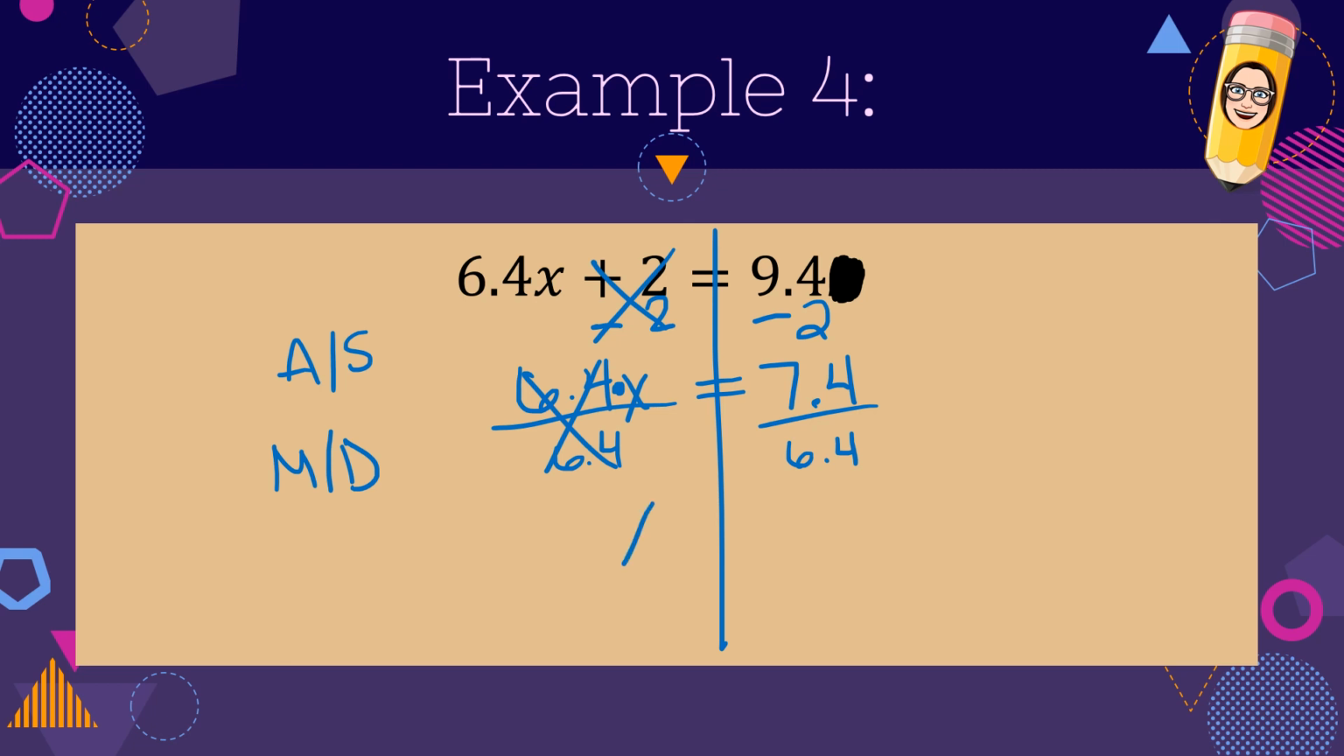Now, do I expect you to know what that is off the top of your head? Nope. You're going to use a calculator, so type it in. 6.4 divided by, 7.4 divided by 6.4. And you'll notice we get this kind of crazy decimal. It is terminating though, and that's okay. Write down that decimal. Make sure to follow directions.